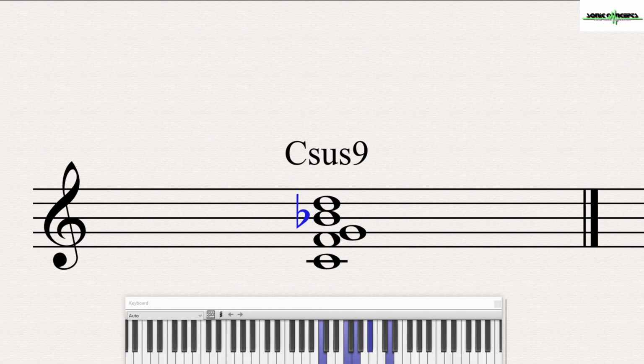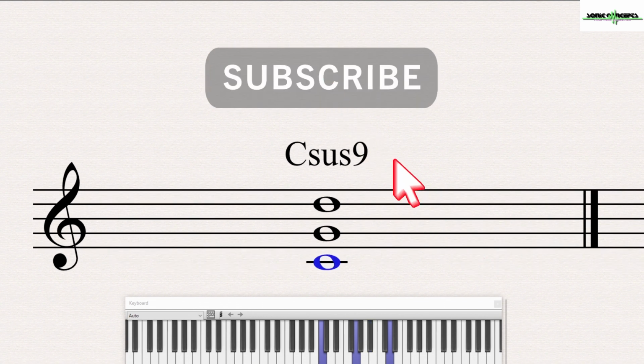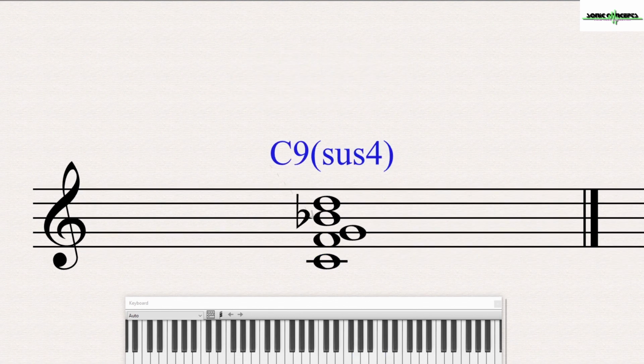My personal opinion? This shorthand is lazy and should probably not be used since it can cause confusion and may result in a musician misinterpreting the notation and playing a different chord than you had in mind. To avoid confusion, I would notate this chord as a C9 sus4 or a C7 sus4 add 9.